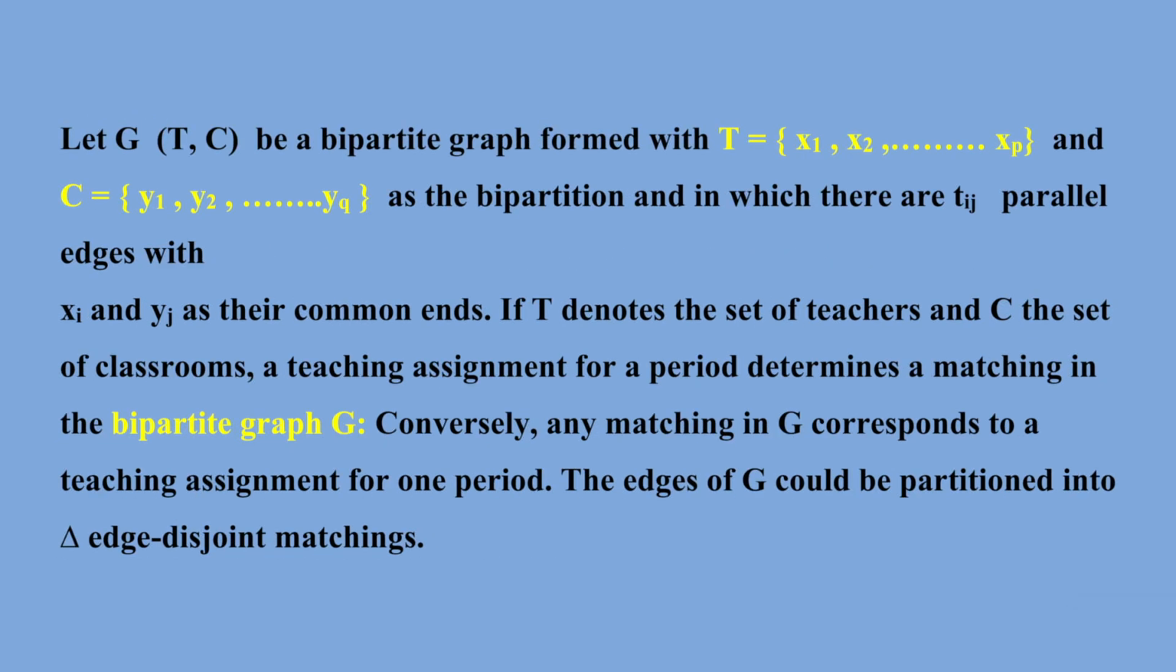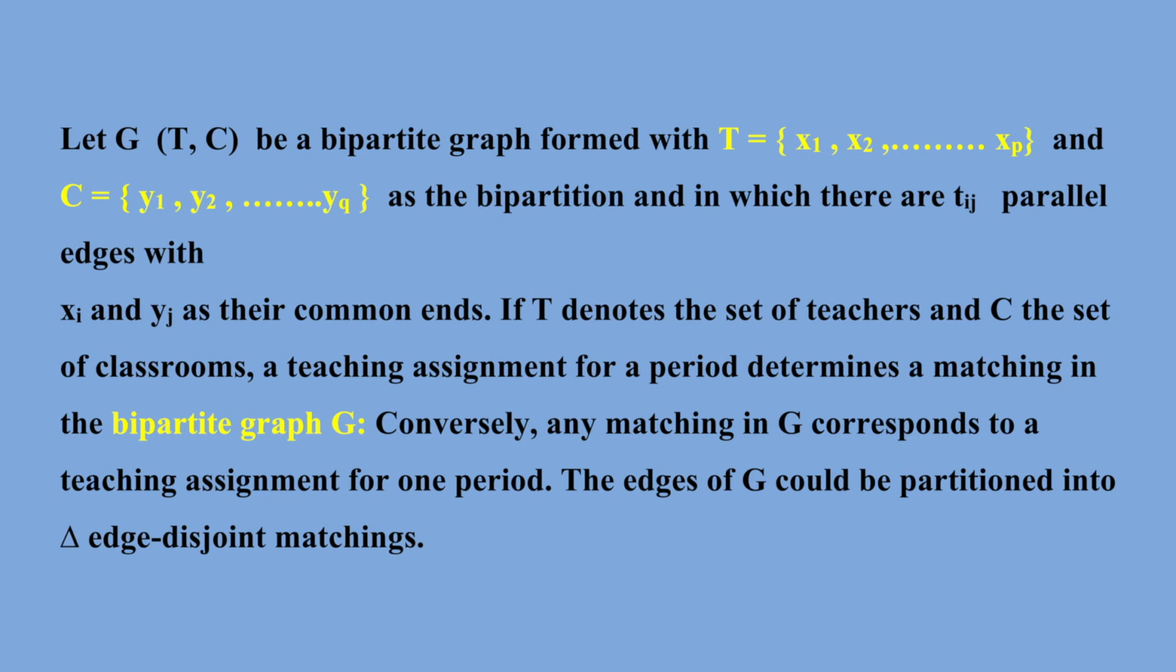All these problems can be analyzed by using a suitable graph. Let G(T, C) be a bipartite graph formed with T, the set consisting of x1, x2, etc., xp, and C equal to y1, y2, etc., yq as the bipartition, and in which there are Tij parallel edges with xi and yj as their common ends. A teaching assignment for a period determines a matching in the bipartite graph G. Conversely, any matching in G corresponds to a teaching assignment for one period.